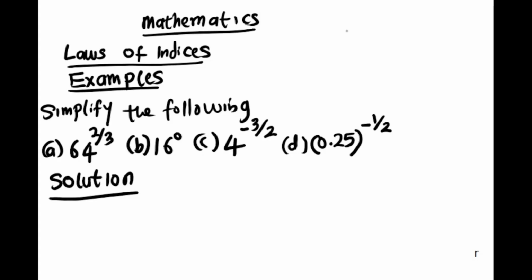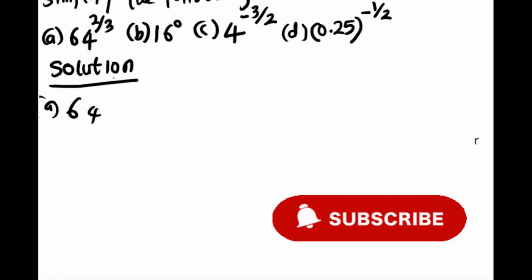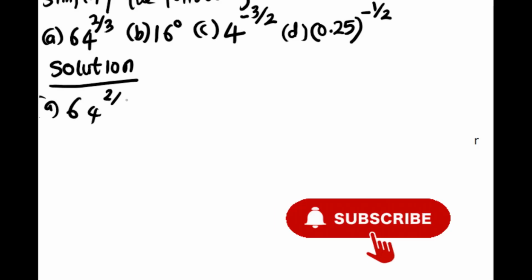So now we have these examples, and in other videos you can check for more examples. So this one says, simplify the following. A, 64 raised to the power of 2 over 3. So let's solve that. So solution, we have A, we have 64 raised to the power of 2 over 3.